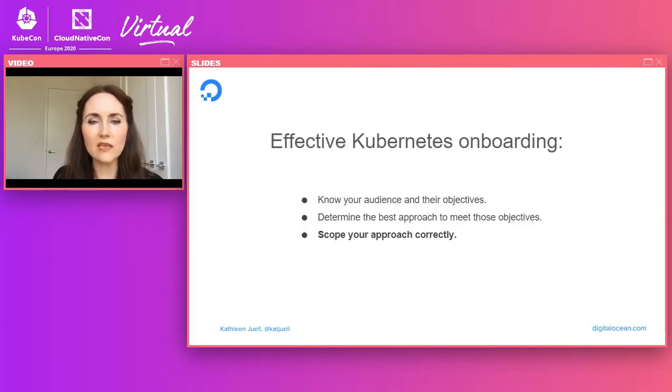All right, so the last thing I want to touch on today is scope. Once you know who you're dealing with and what their objectives are, as well as the approach that you're going to take to meet these objectives, so either a meta-level approach or an operational one or some combination of the two, then you're going to want to think about how to scope the communication process itself.